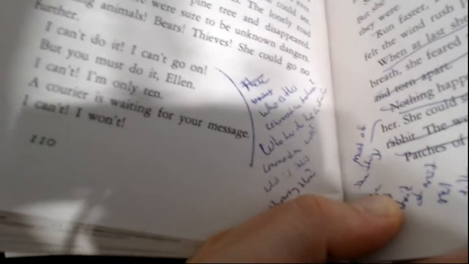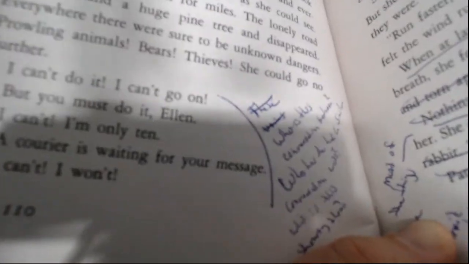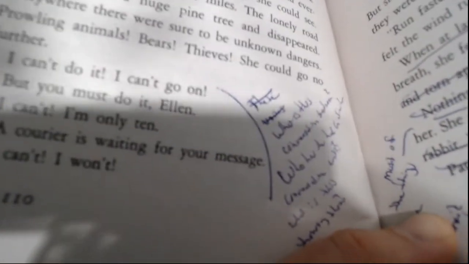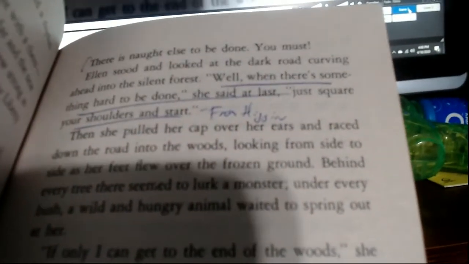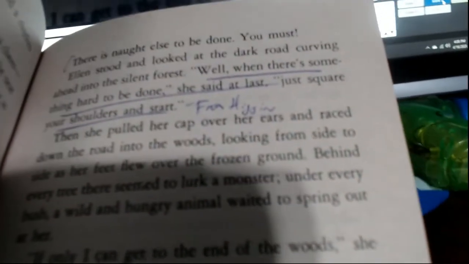Something else that is repeated, and again, excuse the funky camera work, is here on page 110 and 111, at the bottom. It shows her having a conversation with herself. She says, "I can't do it. I can't go on. But you must do it, Ellen. I can't. I'm only 10. A courier is waiting for your message. I can't. I won't." So it's her having a conversation with herself where she's telling herself she can't do this, but then also arguing that she can. She has to. And then over here, lastly, it's repeated again. These words from Higgins that she found. "Well, then there's something hard to be done," she said at last. "Just square your shoulders and start."